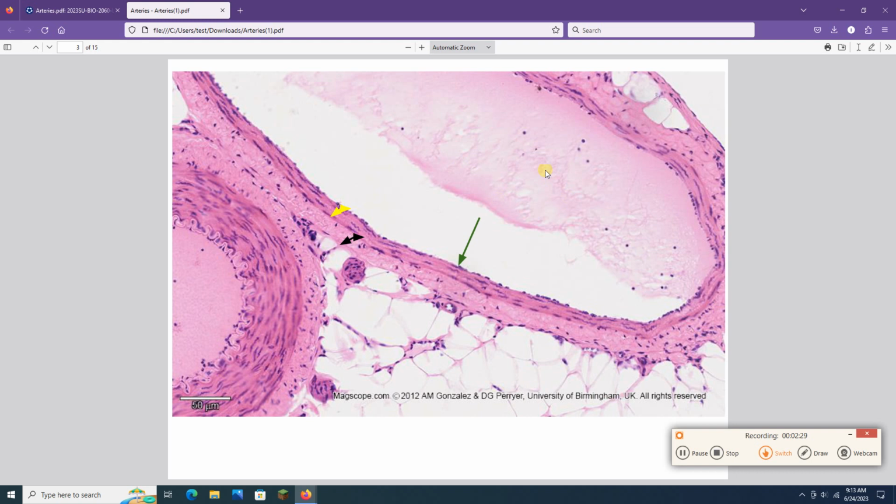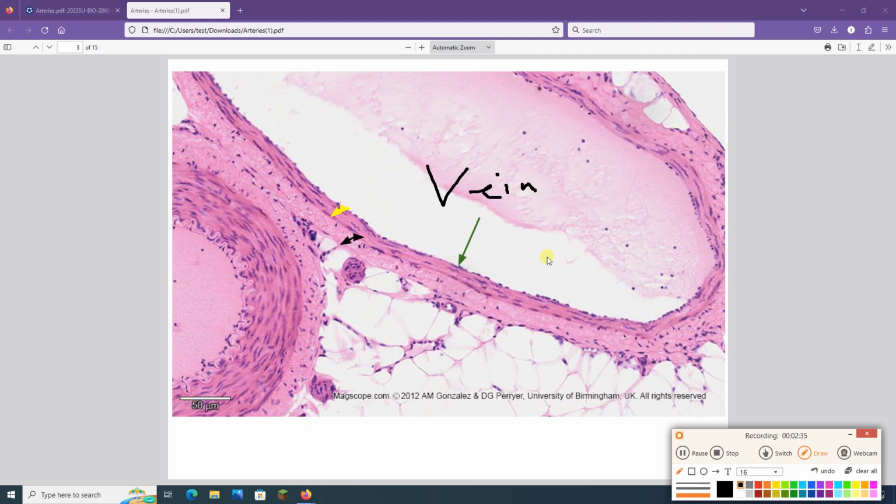In this one, I have a vein up here. So I do have a nice vein right here. In the lumen, I wrote the word vein in the lumen of the vein. Big lumen, small wall. Veins can have small walls because they're low pressure. The fact that they've got big lumens makes them low resistance, which is good because they're low pressure. Again, we can see the green arrow on the tunica interna, yellow on tunica media, and the black arrow on the tunica externa.